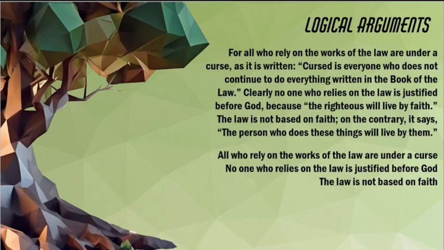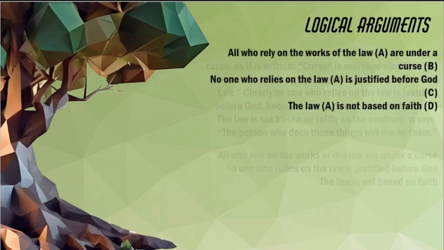No one who relies on the law is justified by God. And the law is not based on faith. Okay, so let me break this down. Let's show it to you as letters. All who rely on the works of the law is premise A. Are under a curse is premise B. No one who relies on the law, again that premise A, is justified before God, which is C. The law A is not based on faith.